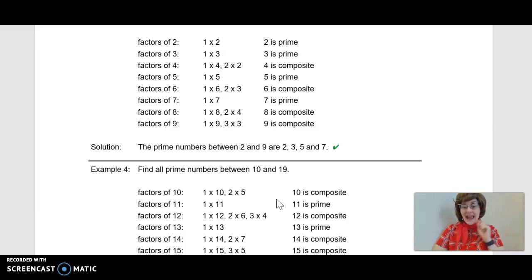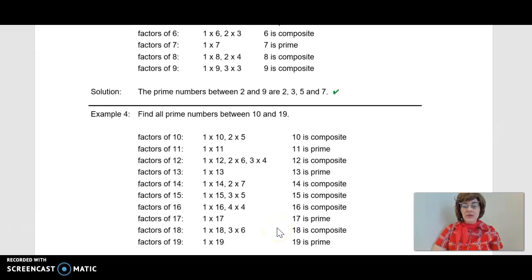But 8 can be divided. You could get 2 groups of 4 or 4 groups of 2, so that one is composite. Also, it's live long and prosper. Factors of 9, you could divide 9 into 3 groups of 3, so 9 is composite.